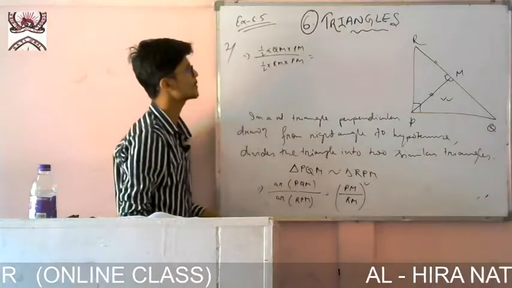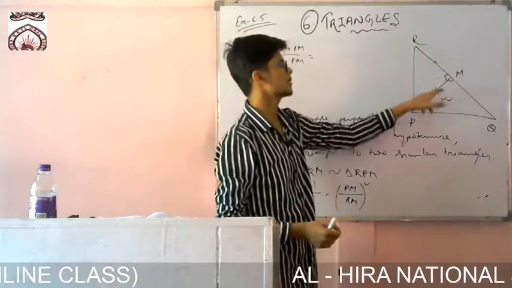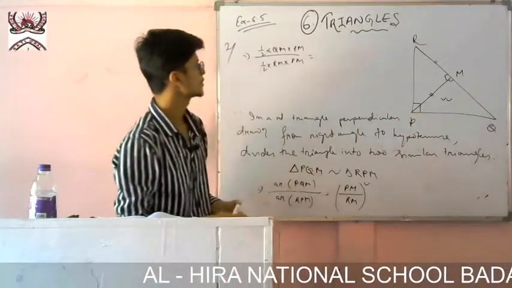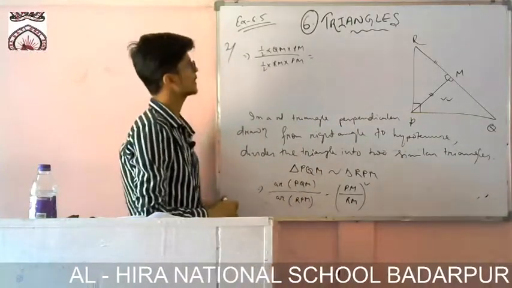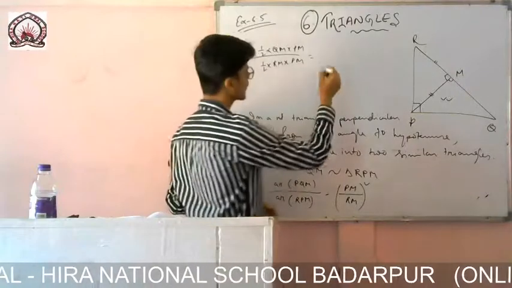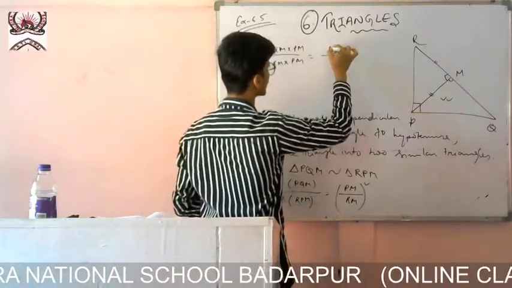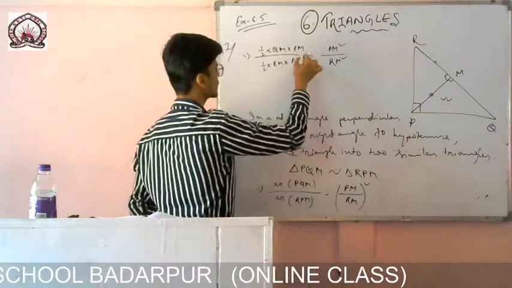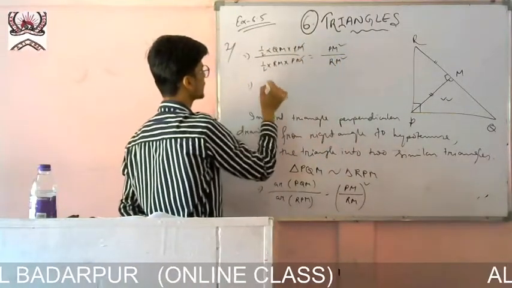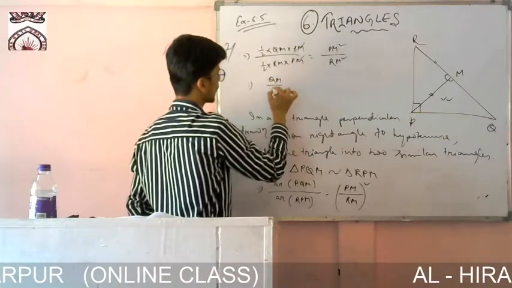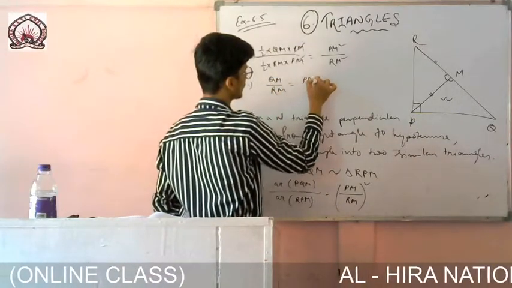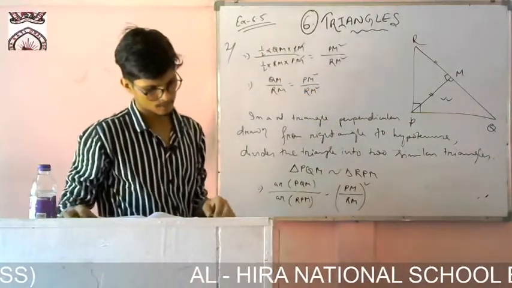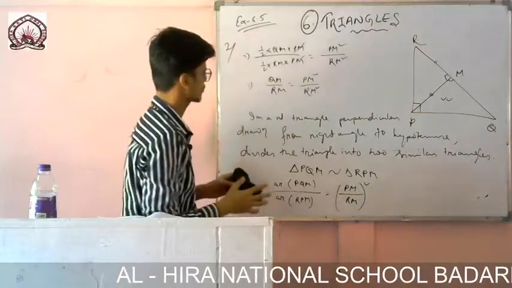Out of these two sides, one will be the perpendicular and the other will be the base. Leaving the hypotenuse, you write half into these two sides: QM into PM, and RM into PM. PM cancels, half cancels, so QM by RM equals PM square by RM square.